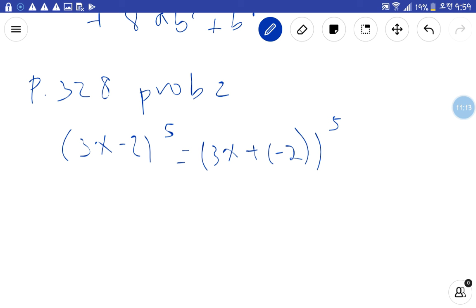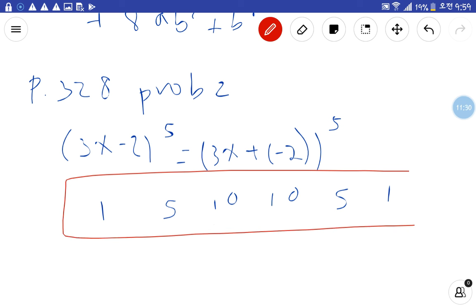So when you look at Pascal's triangle, the numbers for the power of 5 are 1, 5, 10, 10, 5, 1. Those numbers are going to be the coefficients of the expansion. And then you apply your a and b. This time, a is 3x, and b is negative 2.